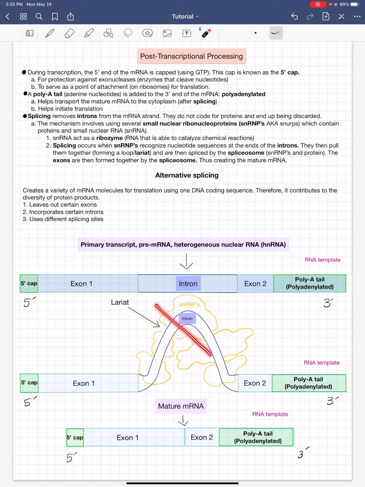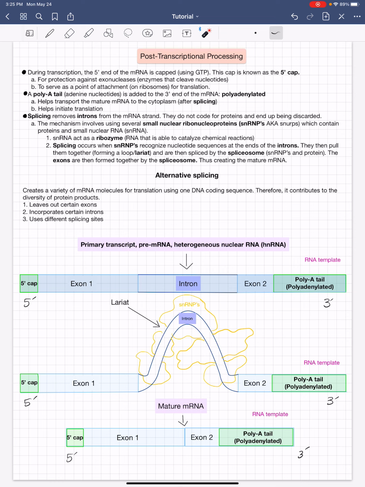Splicing removes introns from the mRNA strand. They do not code for proteins and end up being discarded inside the nucleus. The mechanism involves using several small nuclear ribonucleoproteins, also known as snRNPs, which contain proteins and small nuclear RNA, also known as snRNA. Therefore, snRNA acts as a ribozyme, which is an RNA that is able to catalyze chemical reactions.